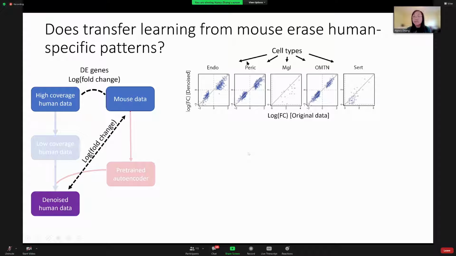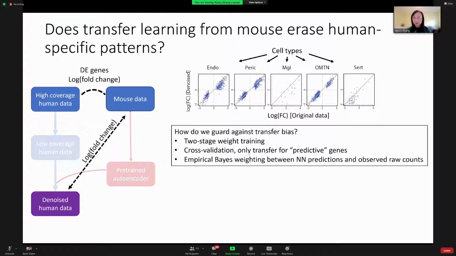So we looked at the 5 dominant cell types. What's plotted on the x-axis is the log fold change from the original data, and the y-axis is the log fold change from the denoised data. And you see that indeed they mostly lie along the identity line, which is reassuring. Now, why is that so? So how do we guard against transfer bias?